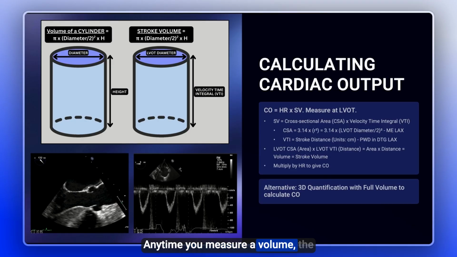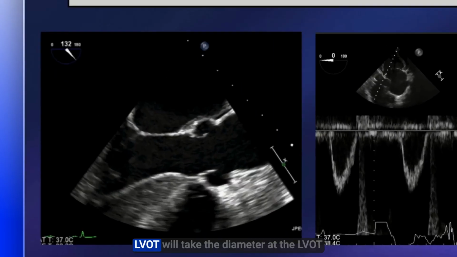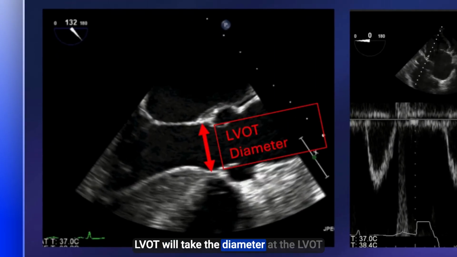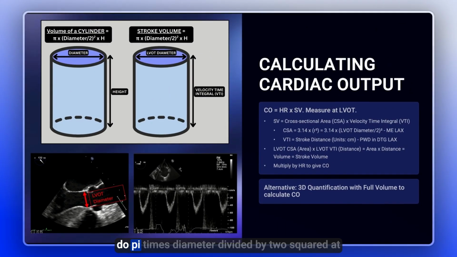Anytime you measure a volume, the equation is area times distance. In this instance, the area will be the cross-sectional area at the LVOT, and the distance will be the velocity time integral, which is also called the stroke distance, and it's measured in centimeters. To measure the cross-sectional area at the LVOT, we'll take the diameter at the LVOT and plug it into the formula of pi r squared. And because you're measuring diameter, you'll do pi times diameter divided by 2 squared at that mid-esophageal aortic valve long-axis view.